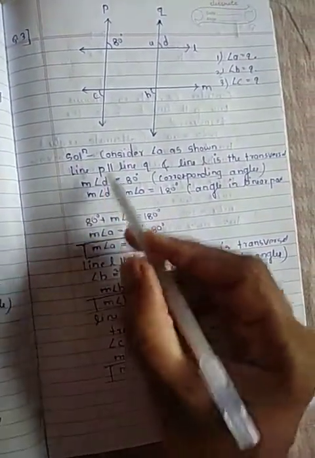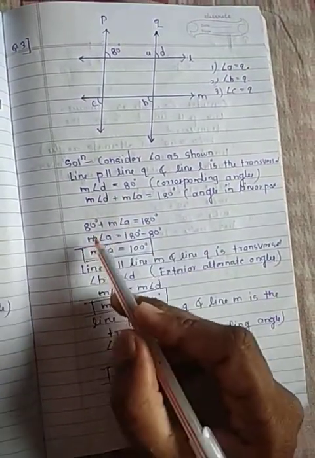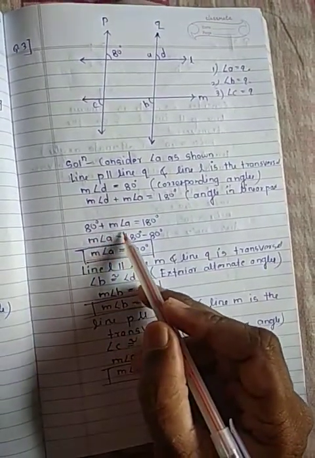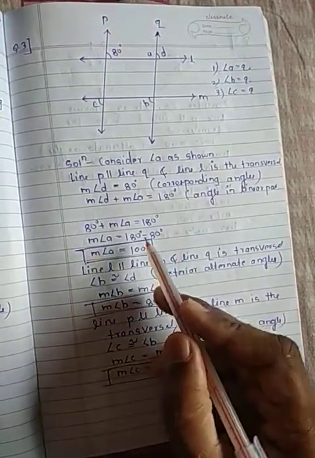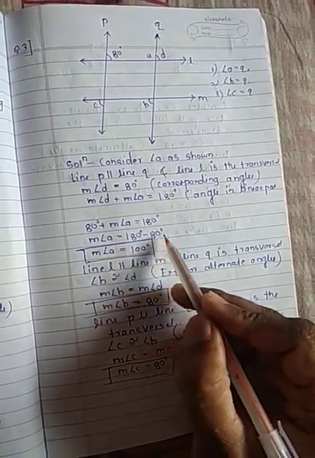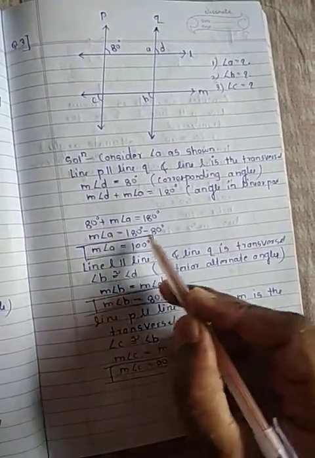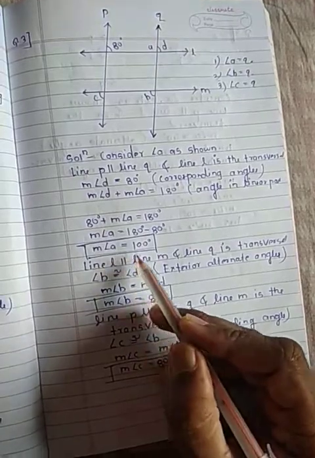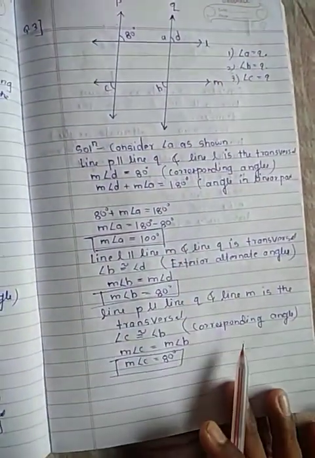So we have to put the value of angle D in this equation. 80 degrees plus the measure of angle A is equal to 180 degrees. So the measure of angle A is equal to 180 degrees minus 80 degrees. We have to find the measure of angle A. So the measure of angle A is equal to 100 degrees.